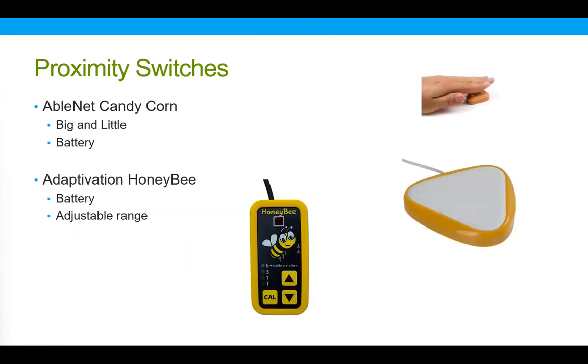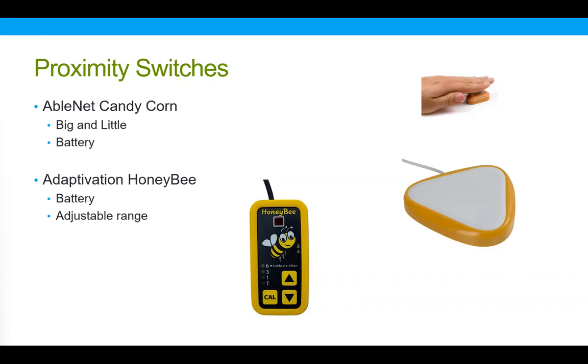We're going to start with proximity switches. And some of the available ones out there that run on an incorporated battery are the Honeybee from Adaptivation and the Ablenet Candy Corn. This comes in two different sizes, a large and a small, that you can see pictured here. The small one does actually have some built-in auditory feedback. It will beep as you get close to it. The surface also lights up. So there's a little more feedback there.